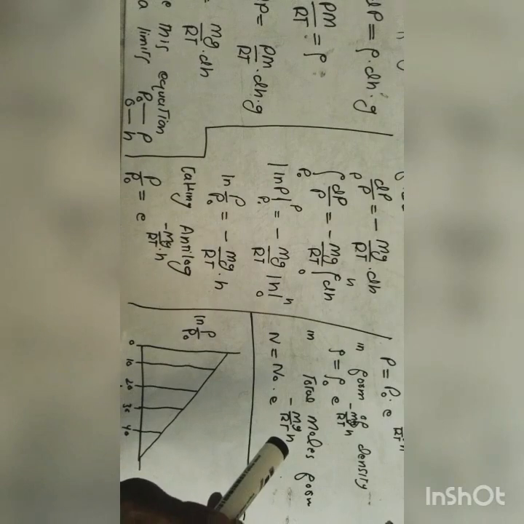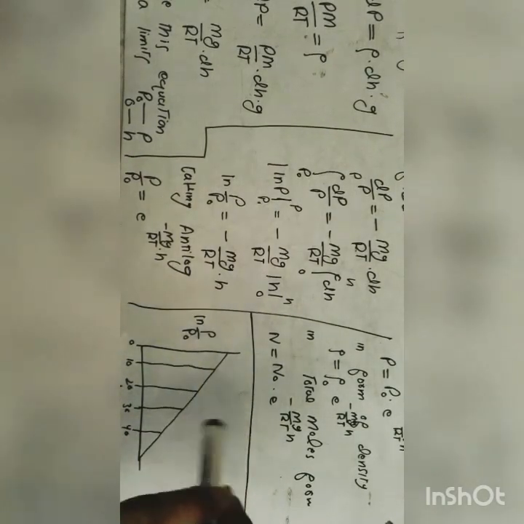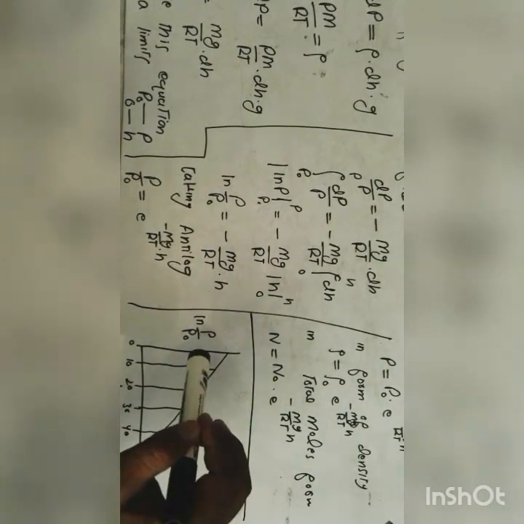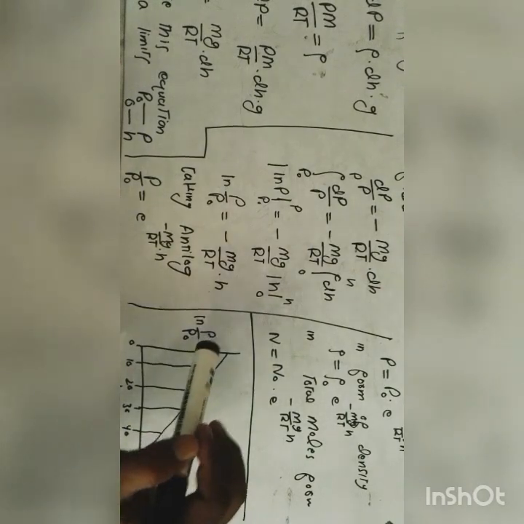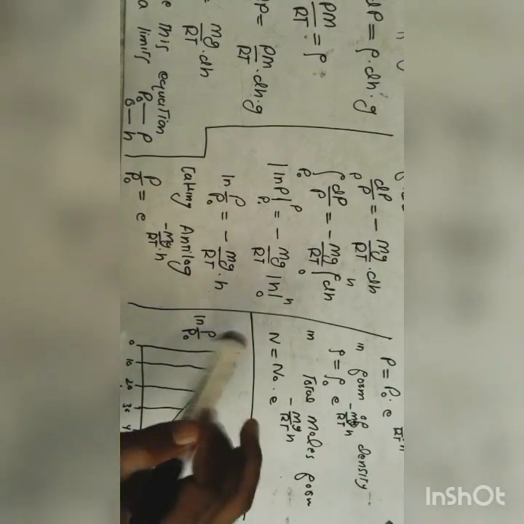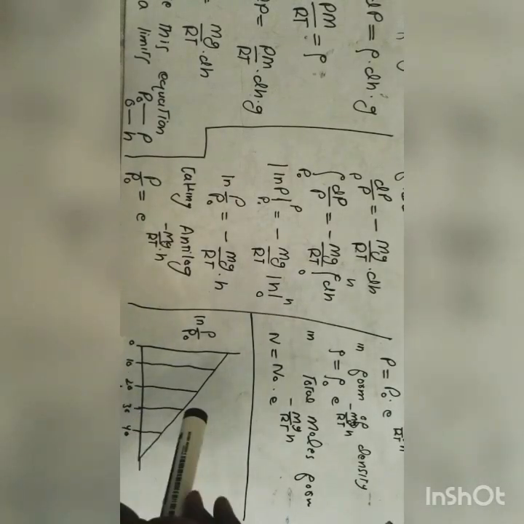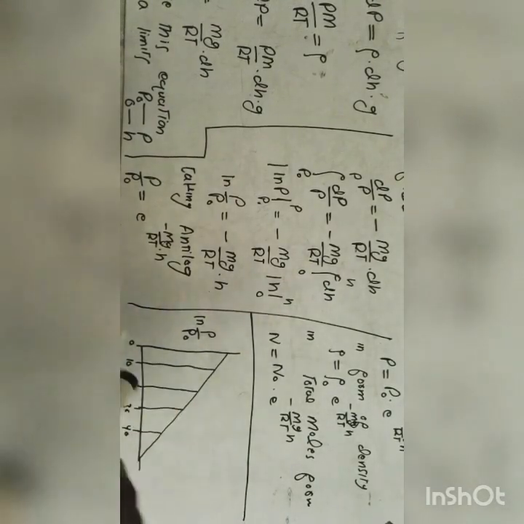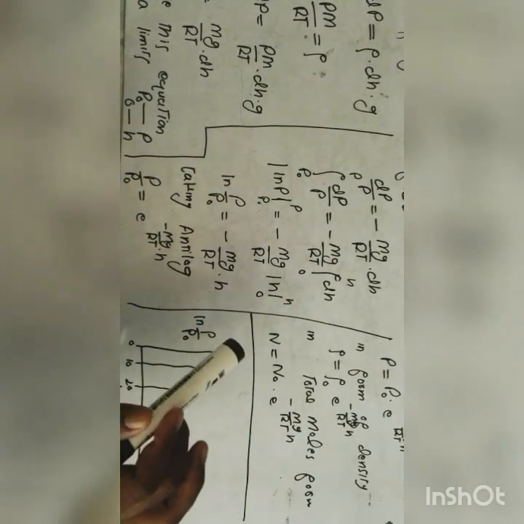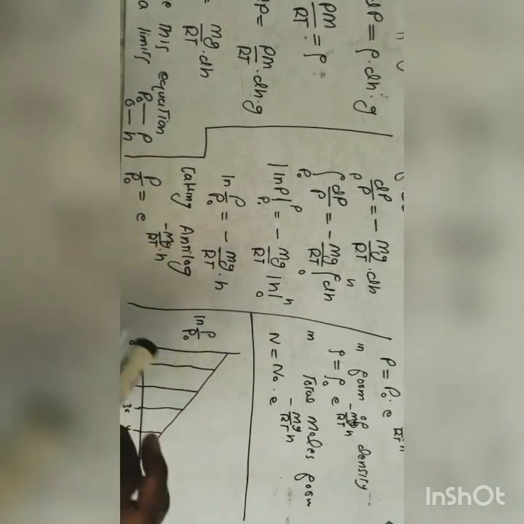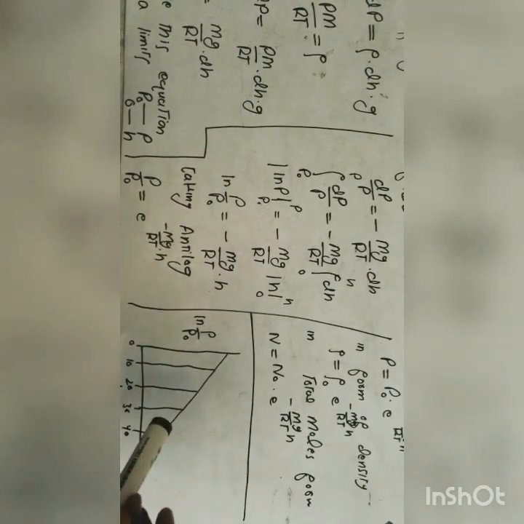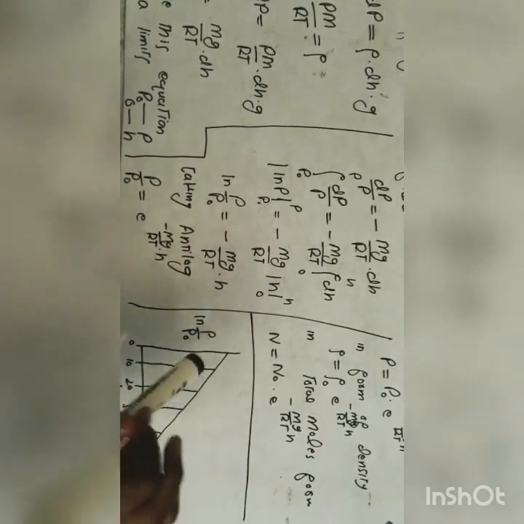Now we will talk about the graph of the barometric formula. When we plot the partial pressure, ln P over P naught, on the y-axis versus height on the x-axis, we observe that when we increase the height, the pressure decreases. This is the graph of the barometric formula.